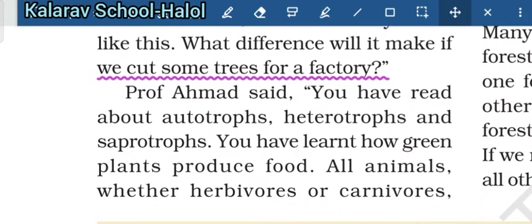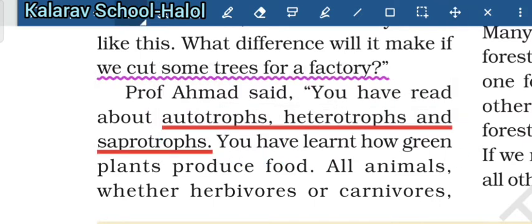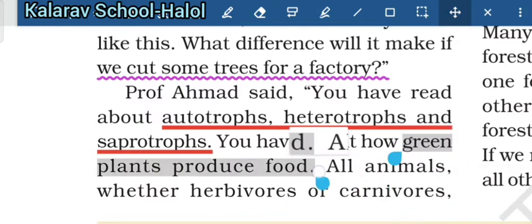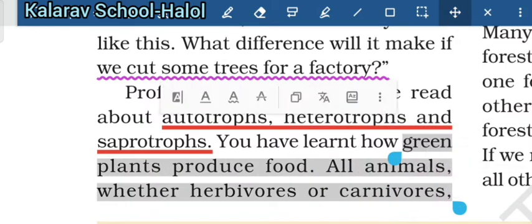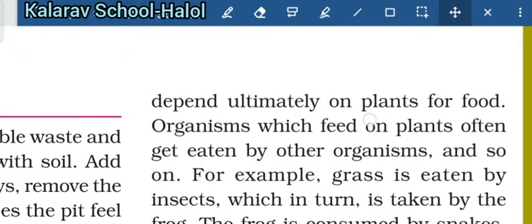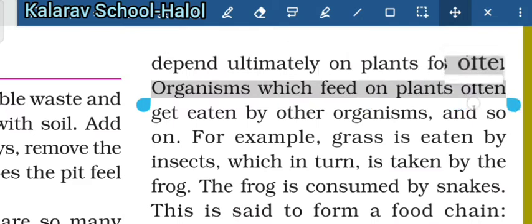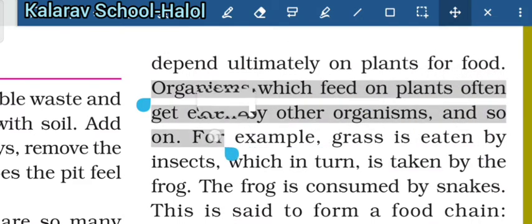So we know about autotrophs, heterotrophs and saprotrophs. Autotrophs make their own food, heterotrophs depend on others, and saprotrophs live on dead and decaying bodies. We know green plants produce food. All animals, whether herbivorous or carnivorous, depend on green plants, so ultimately on plants for food. An organism which feeds on plants is often eaten by another organism, and so on.